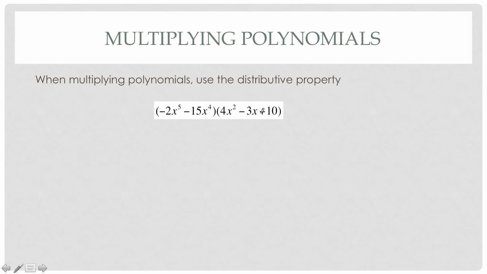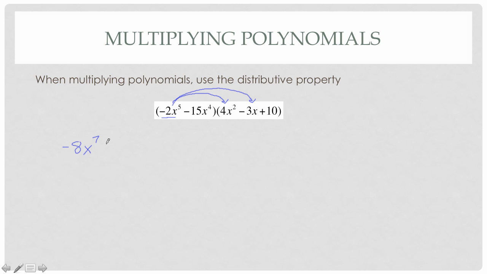We multiply by using the distributive property as well. Each term gets multiplied with each term in the other polynomial. Sort of like what we did when we were factoring previously to check our work. But now I just got to get a little bit bigger. So this negative 2x to the 5th first multiplies 4x squared. So negative 2 times 4 is negative 8. And then x to the 5th times x squared gives me x to the 7th. I add my exponents. Now I do negative 2x to the 5th times negative 3x.